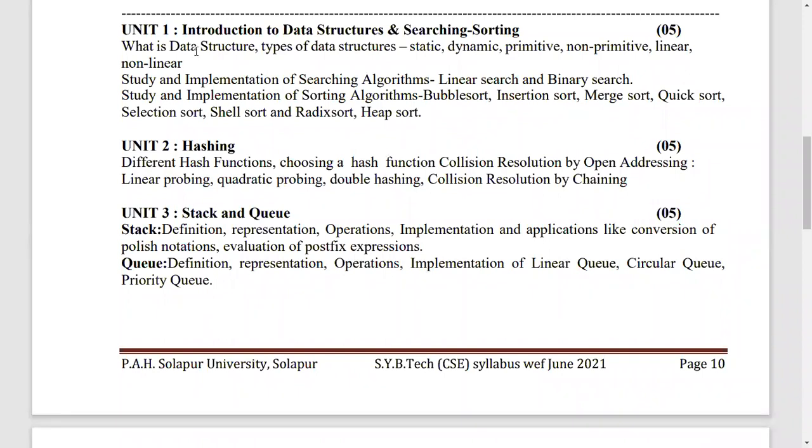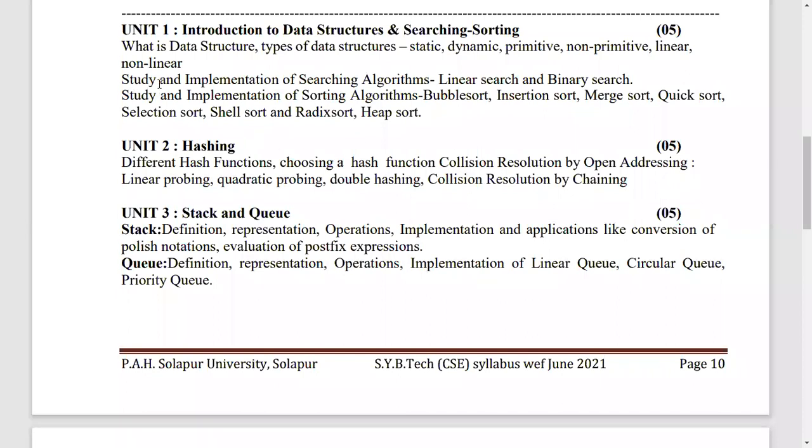Okay. Unit number 1 is Introduction to Data Structures and Searching Sorting. Now, what is data structure? We'll discuss that in this unit. Types of data structure: static, dynamic, primitive, non-primitive, linear and non-linear. So these are the types of data structure.